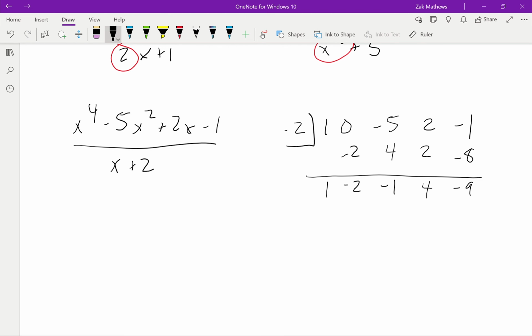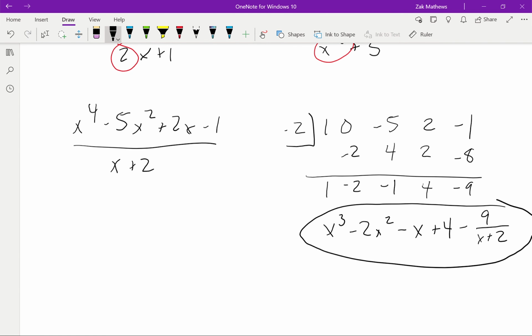And so now we've got to just put the variables back on it. We started with an x to the fourth. We divided by a linear, so we're down to an x cubed. 1x cubed minus 2x squared minus x plus 4. And that negative 9 in the last position is our remainder, goes over the x plus 2. And so that is our answer when we divide these two polynomials. Let's do one last one.